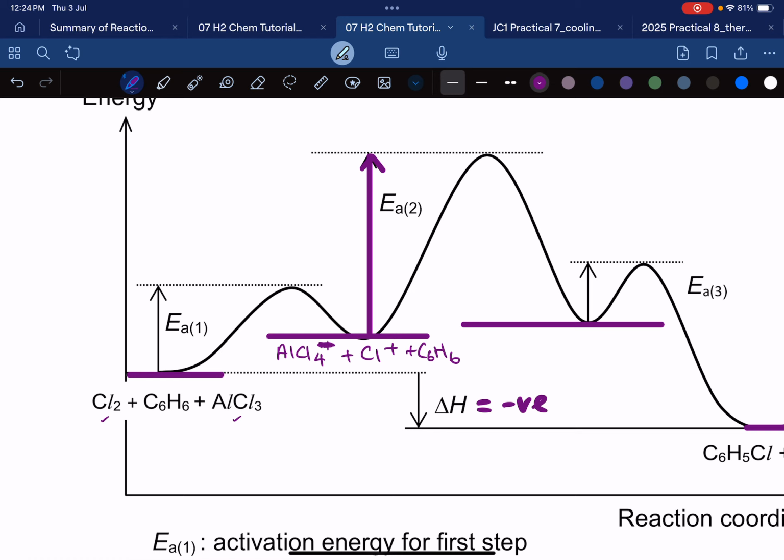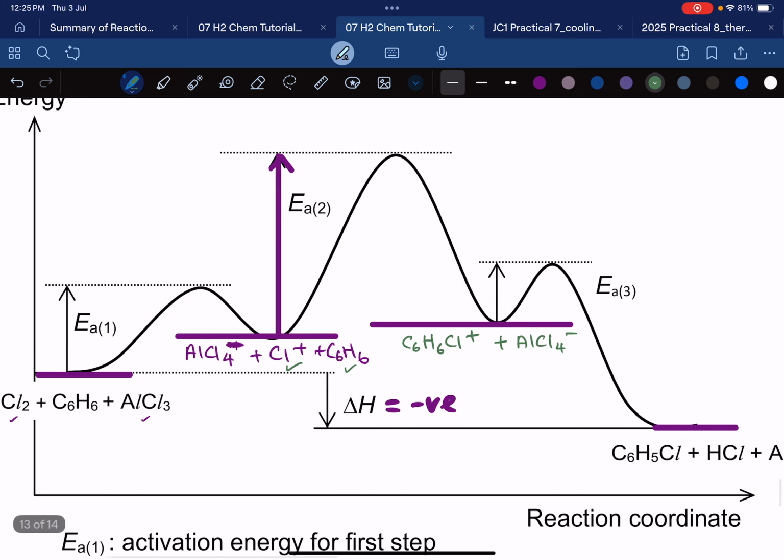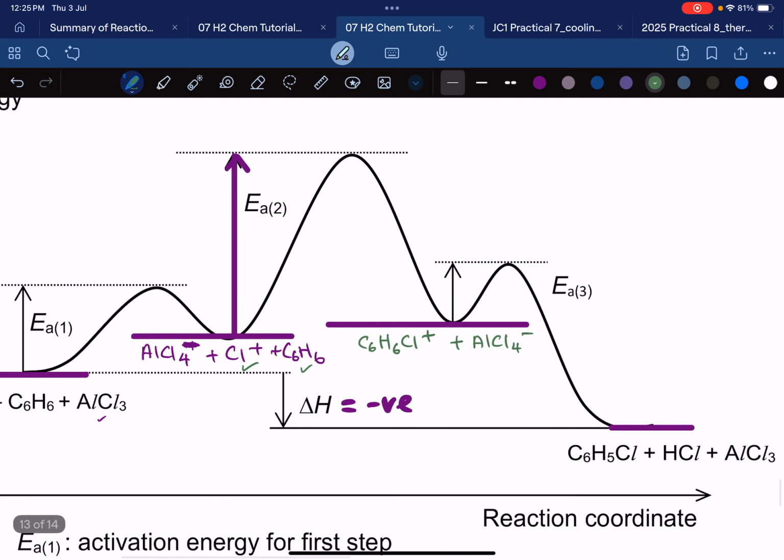In the next step, step 2, we have the intermediate Cl plus reacting with C6H6, so we're going to form C6H6Cl plus as our intermediate. We still have an unreacted intermediate, which is AlCl4 minus. The last step will involve the reaction between these two intermediates, giving us the final product as well as the regeneration of the catalyst.